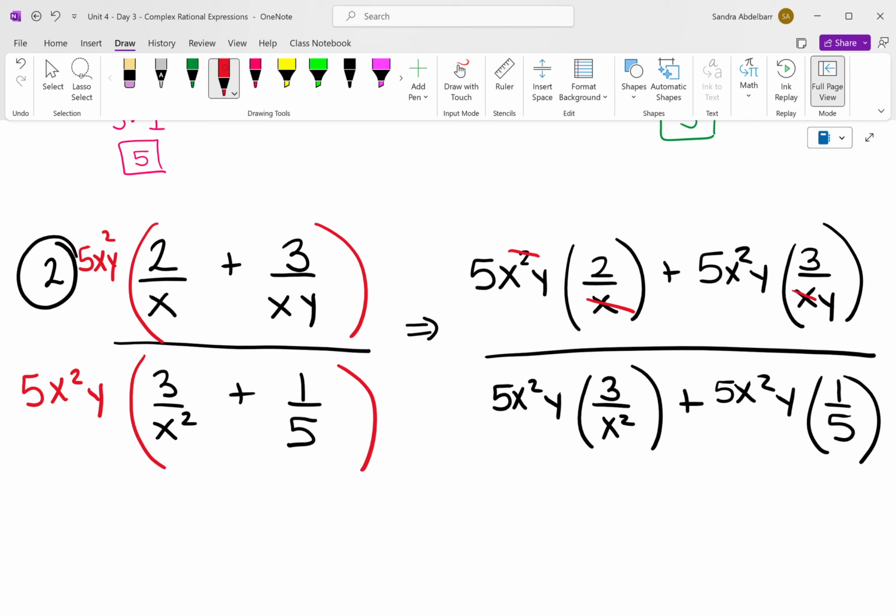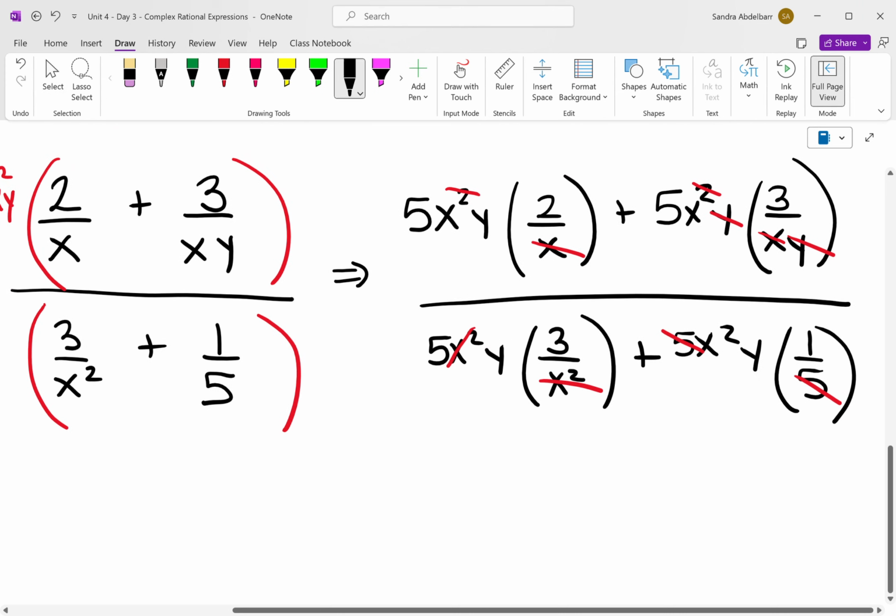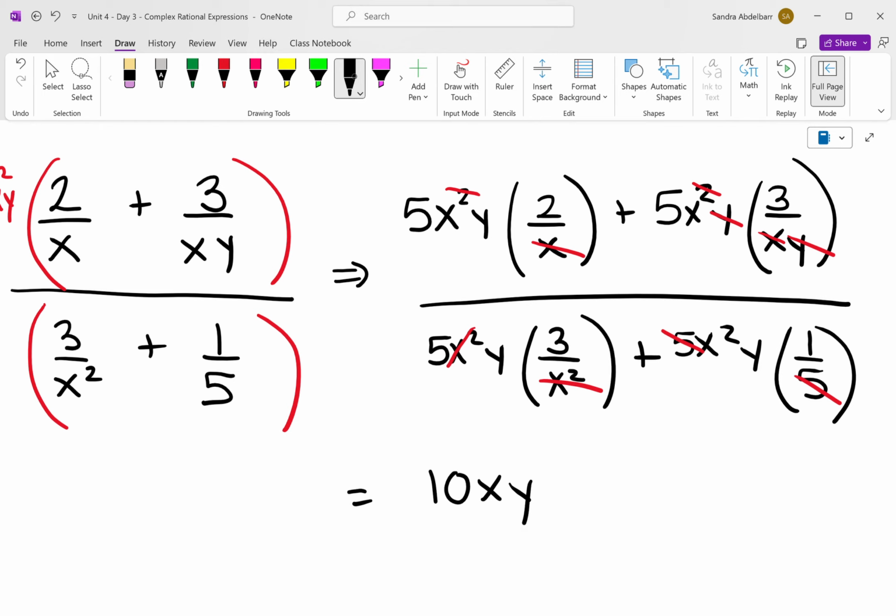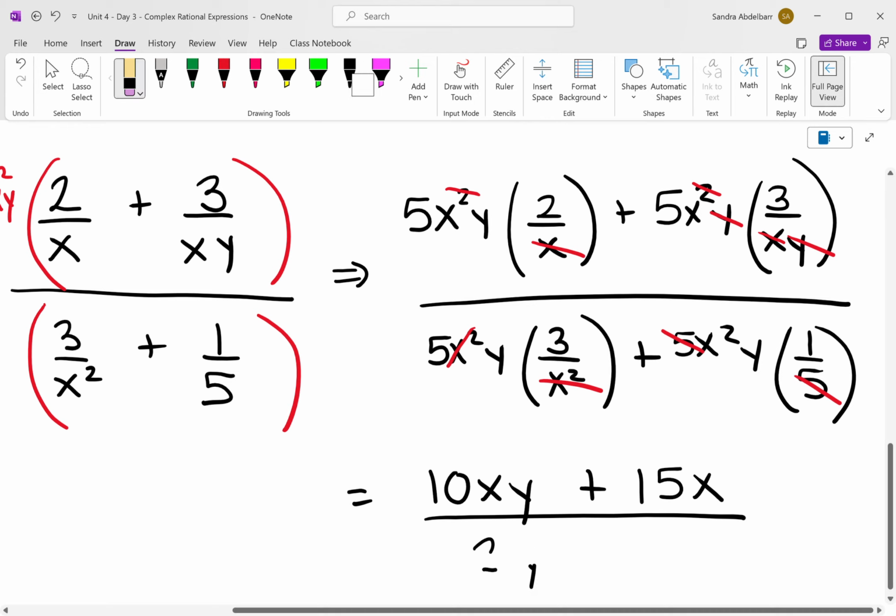That x cancels, 1x and 1y cancel, the whole x squared cancels, and the 5 cancels. So now this brings us to 10xy plus 15x over 15y, sorry, not 3y, 15y, plus x squared y.